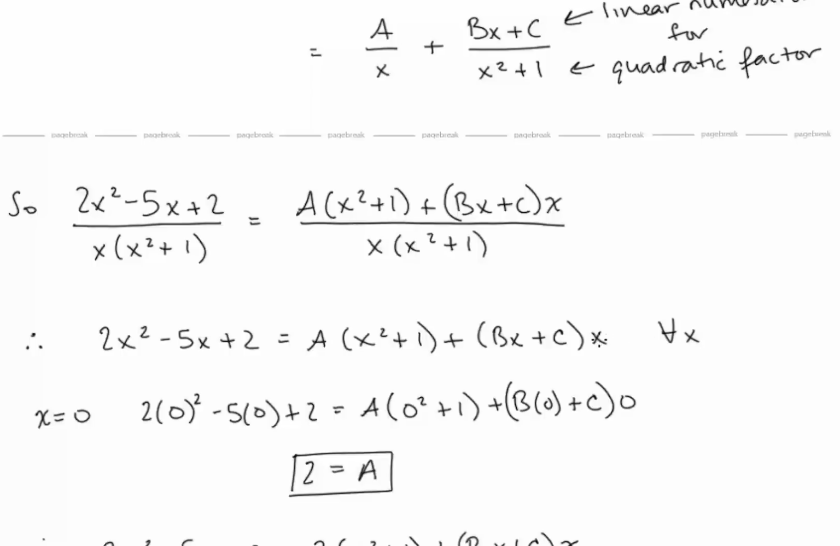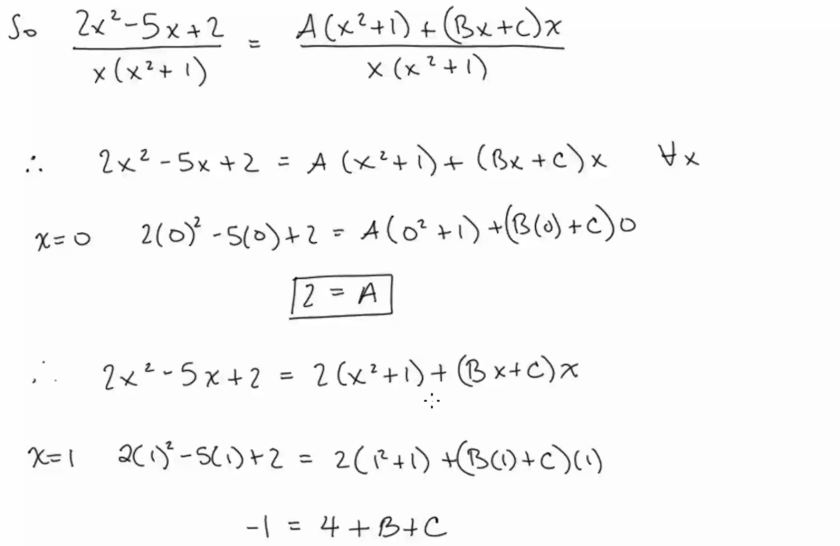Choosing x equals 0 would make this term go to 0 and let us solve for A. So let's do that. X equaling 0, we get 2 on the left-hand side, and we get A times 1 on the right-hand side. So A is equal to 2.